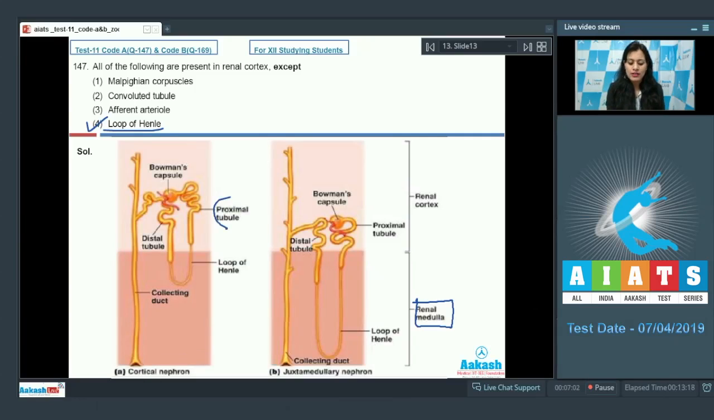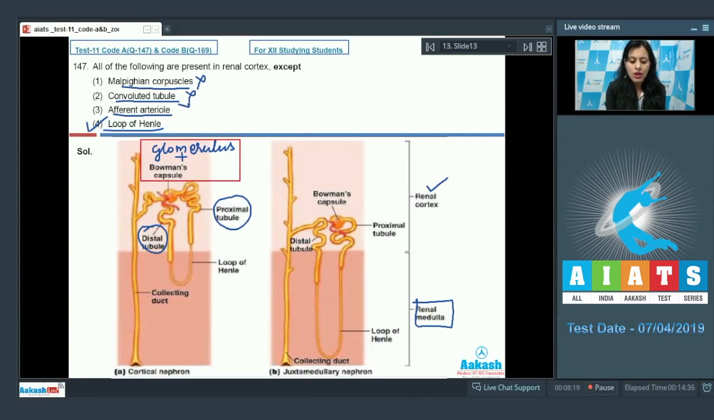On the other hand, convoluted tubules like proximal and distal convoluted tubules are present in renal cortex along with afferent and efferent arterioles as well as Malpighian corpuscles. Glomerulus along with Bowman's capsule is known as Malpighian corpuscles. So Malpighian corpuscles, convoluted tubule and afferent arteriole are the incorrect options because these are present in renal cortex. On the other hand, loop of Henle is present in renal medulla. So option number 4 is the correct answer to our question. Let's discuss our next question.